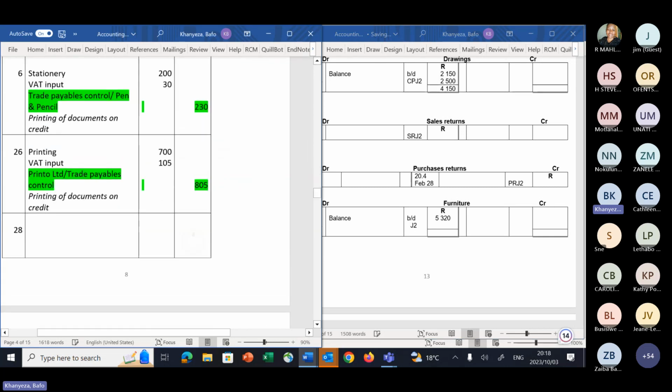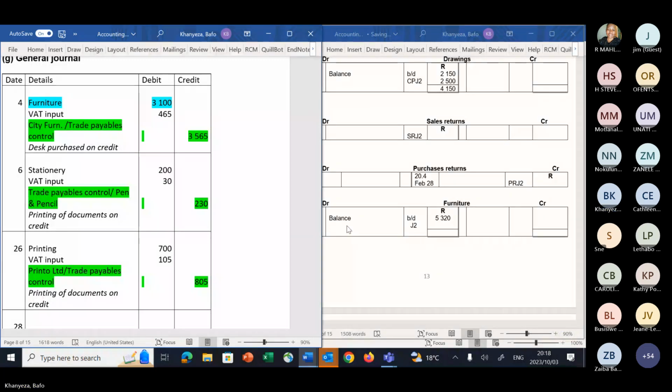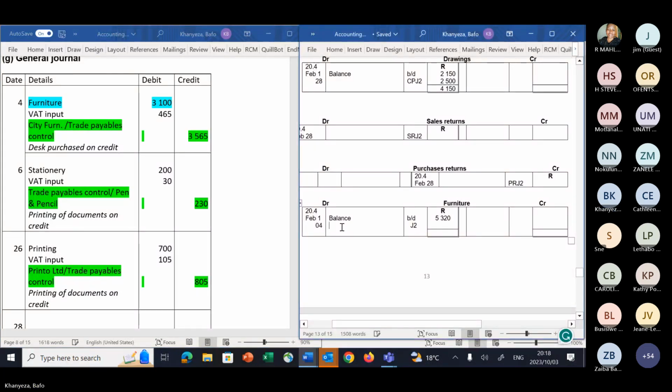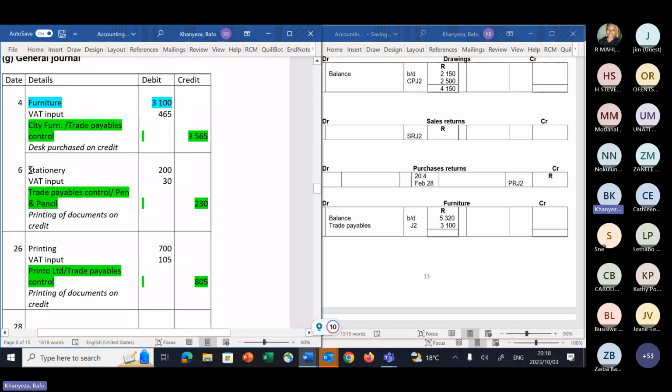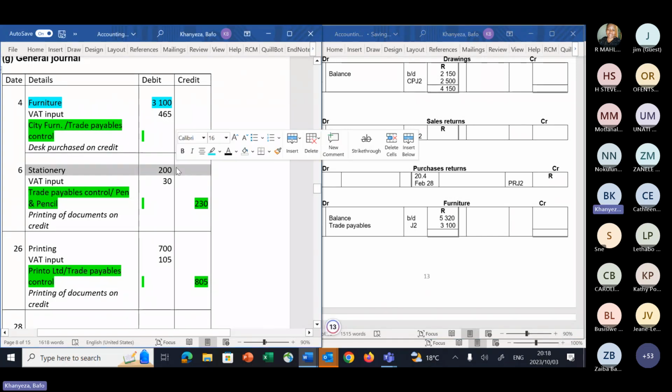Then on these general ones, these were credit transactions. So for furniture, the contra account is going to be trade payables, which is going to be 3,100. Then we are done with that, and we're left with stationery. Let's deal with stationery then.